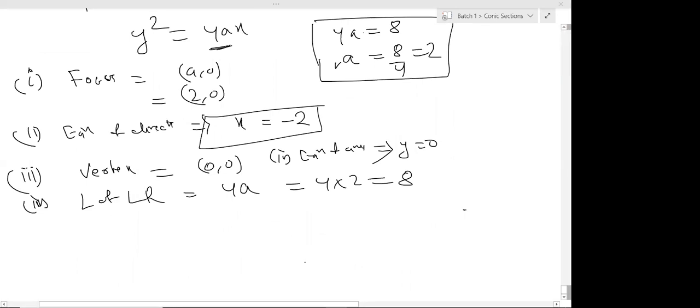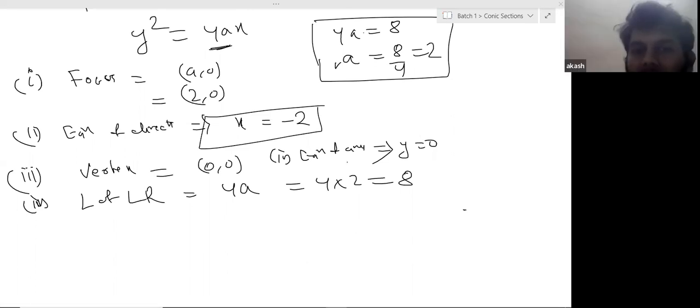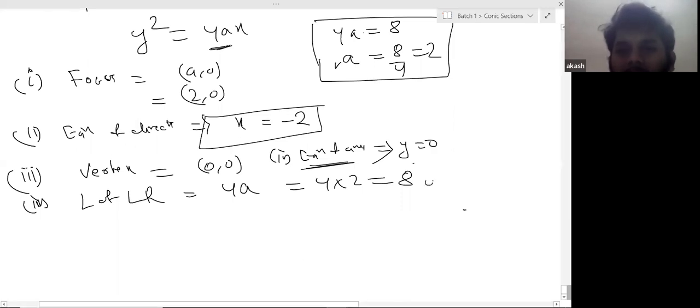Sir, after vertex what do you do? Equation of axis. Yeah, equation of axis is y equals to 0. I don't think units are important in coordinate geometry, but if they have given meter or something, you can write it. But you can write 8, or 8 units also.